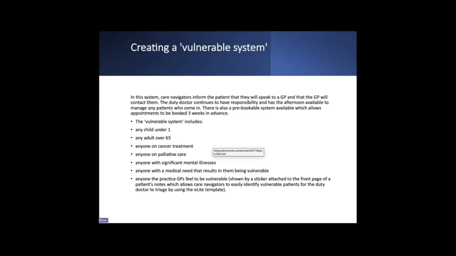Okay. Creating a vulnerable system. A vulnerable system is really being quite alert. Children under the age of 1, those over the age of 65, cancer patients who are having palliative treatment, maybe because of arthritis, because of end of life care, because of cancer. Remember, cancer is not the only reason you have palliative care. People can become significantly unwell with something like heart failure. Mental illnesses, anybody who's on a vulnerable register. So all of these ones you need to be thinking about, how can we get someone to see them fairly quickly or get them seen? So have a list in your practice with the vulnerable system, okay?